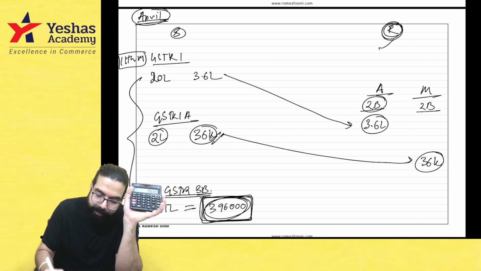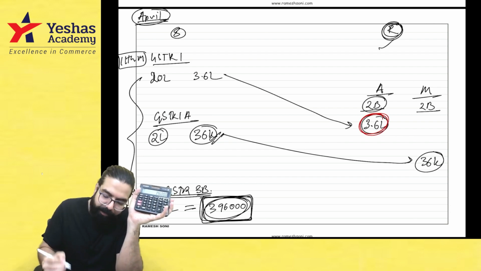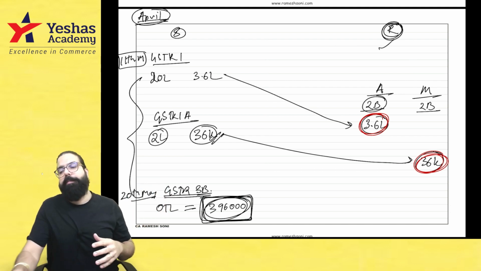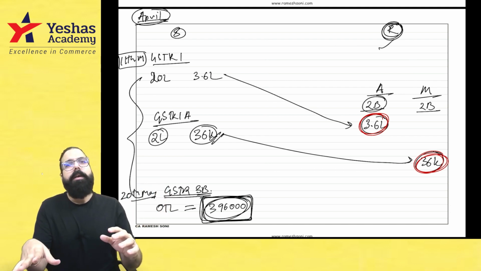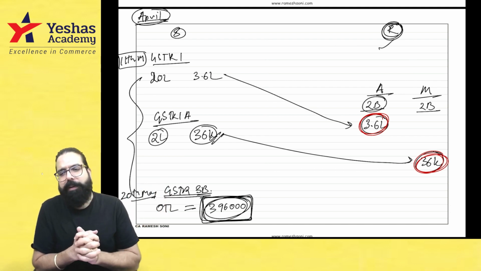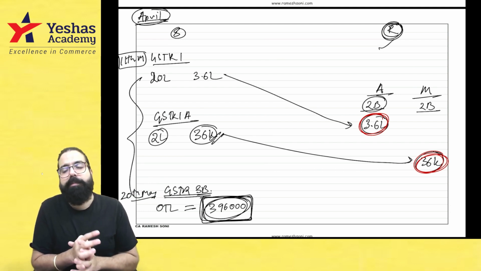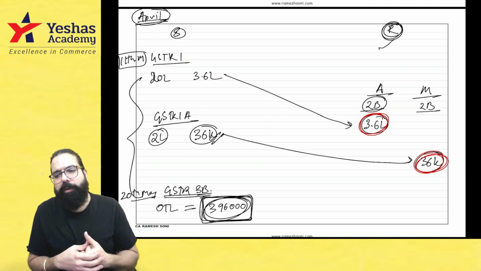But my recipient will get only 3.6 lakh ka credit in the first month, and next month he will get 36,000 ka credit. Is my point clear to all? People, tell me one thing, are we all 100% clear with this? Yes, sir, your liability will be 3.6 plus 36,000. Very good.